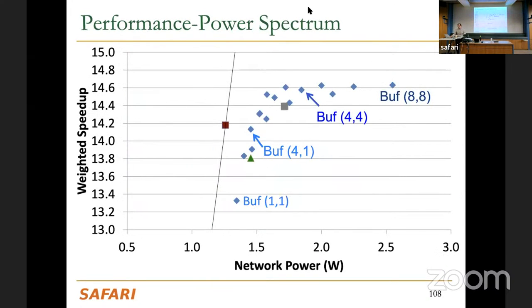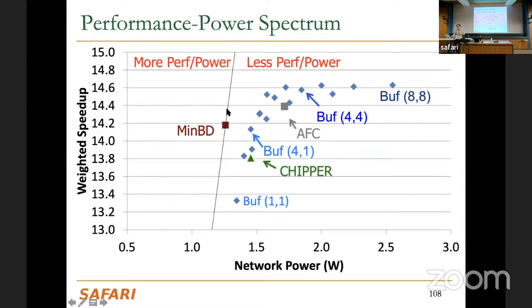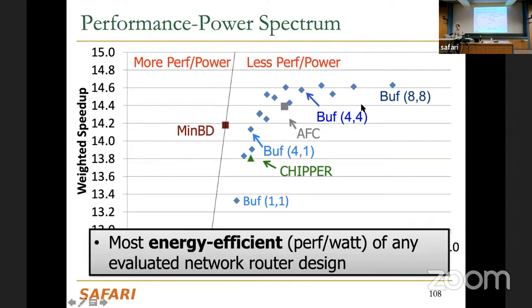This is interesting because this is the energy efficiency graph, if you will, network power on the x-axis and performance on the y-axis. So Chipper is somewhere here, and MinBD is actually quite good over here. And to answer your question, you were asking, do you get energy efficiency with adaptive flow control, switching between buffered and bufferless, or deflection? Basically, it's over here, as you can see, right? The performance is higher than MinBD, but the energy is much worse, or network power is much worse. But it's not as bad as a lot of the buffered designs also.